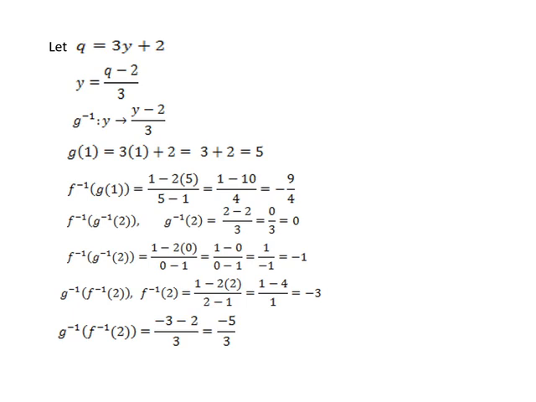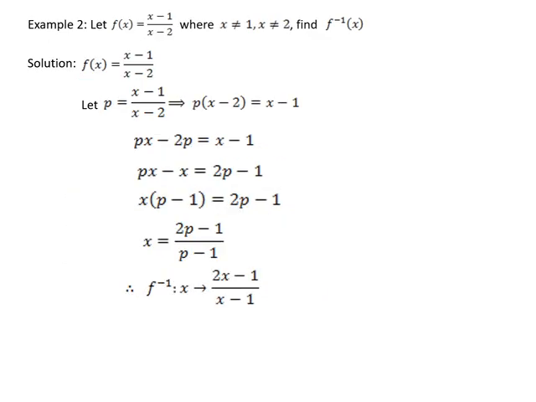Also, the next question is g inverse of f inverse of 2. We first of all look at f inverse of 2. Look at the value we got for f inverse, then we substitute 2 there and we get minus 3. Then after that, we use that minus 3 to get the g inverse of f inverse.